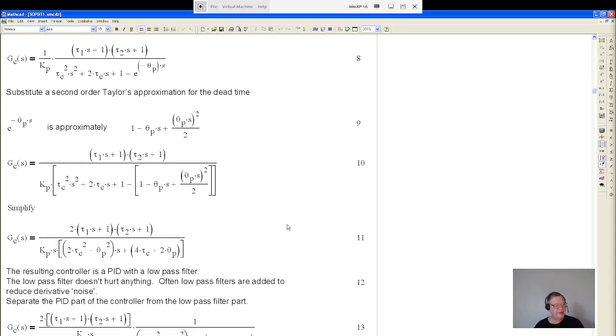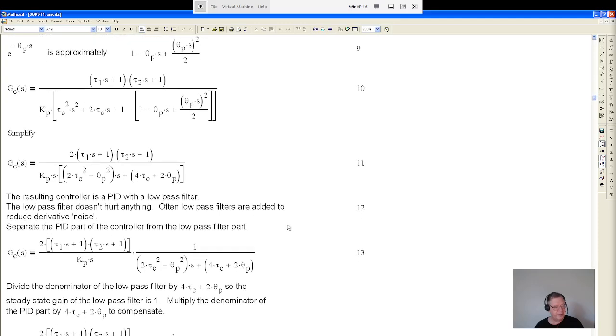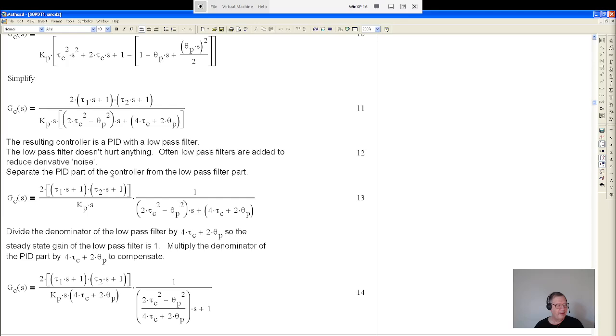Okay, then I simplify again, and I know this doesn't look like a controller gain, but it's actually a controller gain and a low pass filter. The controller gain part is here, and the low pass filter part is here. So what I'm going to do is simplify this or separate them out. This is, again, the controller transfer function, and this is the low pass filter.